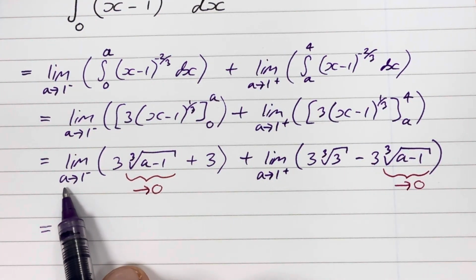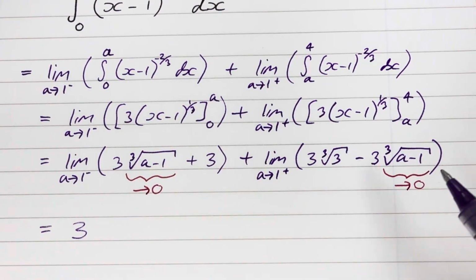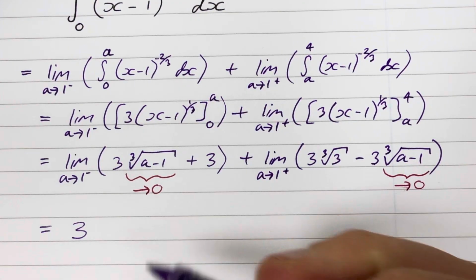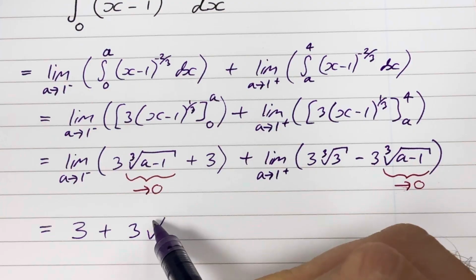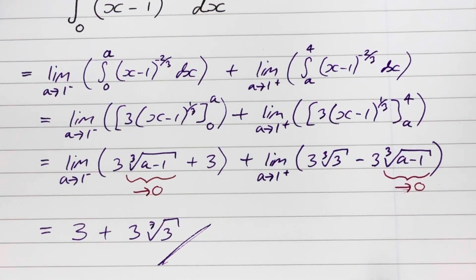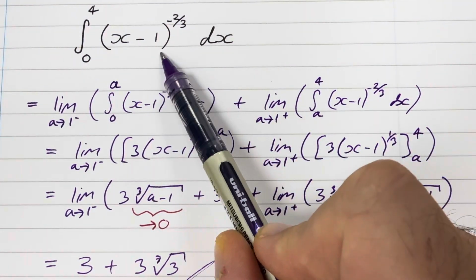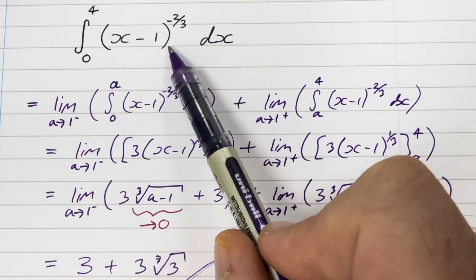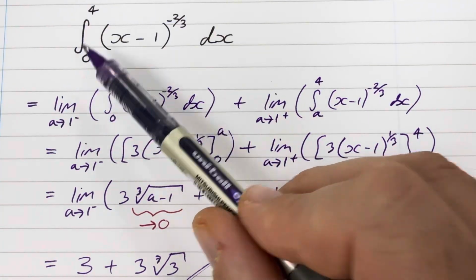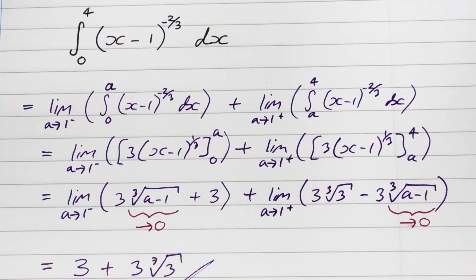So when I take the limit as a tends to 1 of this expression, that's going to disappear and I'm left with the number 3. And when I take the limit as a tends to 1 of this expression, that's going to disappear and I'm left with this, which is plus 3 times the cube root of 3. And that's the answer. So, even though the physical area here has got an infinite perimeter, because it's got a vertical asymptote, the area enclosed between this curve and the x-axis and the vertical lines, x is 0 and 4, is a finite area. Okay, and it's equal to 3 plus 3 cube root 3.